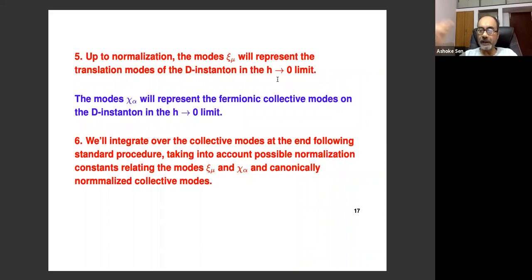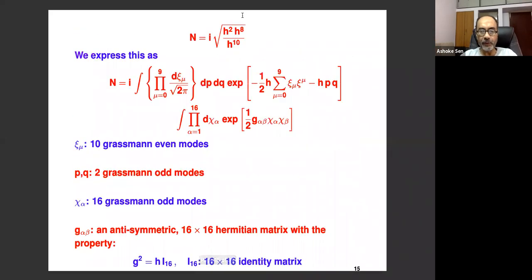So these are the ones which are ultimately going to restore this momentum conserving delta function. I think this is what Gautam was asking at the beginning. What about the integration of the coordinate of the D-instanton, that will be here. So you see that these xi mu integrals are actually hidden in the original annulus partition function, because it's part of the xi mu integrals which are responsible for this h to the 10.